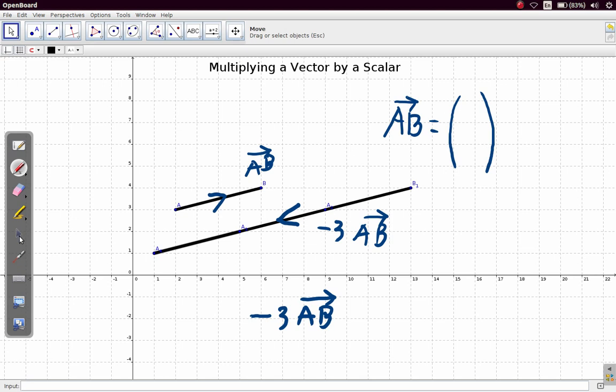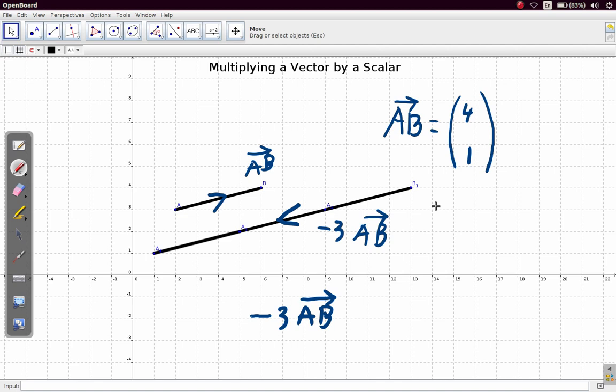Going along here, the horizontal component is 1, 2, 3, 4, and the vertical component is 1. So we can write vector AB as (4, 1). So it is (4, 1).